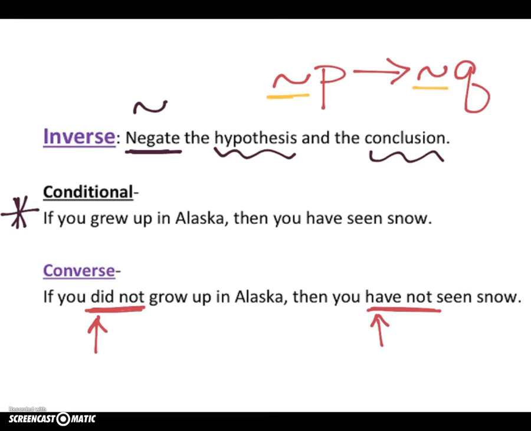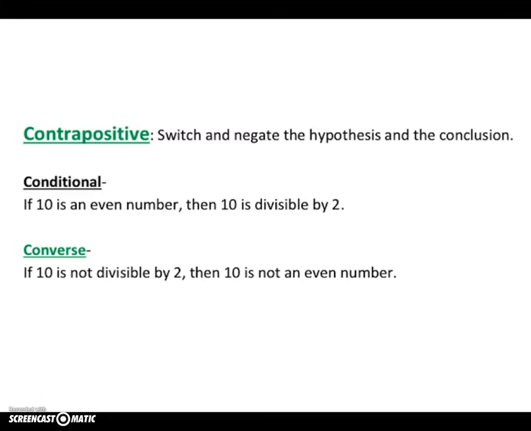And last is contrapositive. On this one, we are going to both switch and negate the hypothesis and the conclusion. Again, we're starting with our conditional, because you always have to have the original conditional. This one says, if 10 is an even number, then 10 is divisible by 2. So we have our hypothesis and our conclusion.